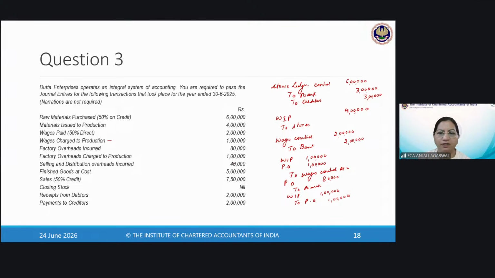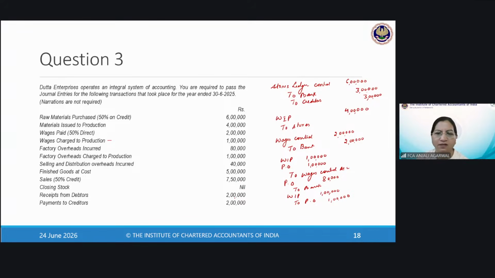Selling distribution incurred. What will be the general entry? Selling expenses to bank. Finished goods at cost, 5 lakh. So from the work in progress account, 5 lakh worth of finished goods will move to the finished goods account. Sales, 7 lakh 50,000. So 50% is credit. Debtors, 3 lakh 75,000. Bank, 375. To sales, 7 lakh 50,000.